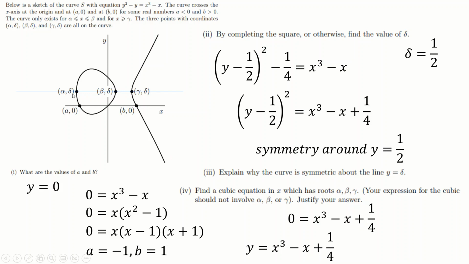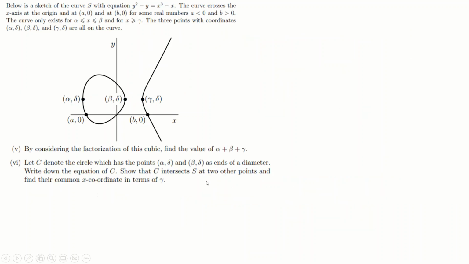But again, all you need to do is put in y as a half into this elliptic curve, and you'll end up looking for x values that correspond to them, which is alpha, beta, and gamma. So put in y as a half into here, and you get this. Okay, good. Next bit. By considering the factorization of the cubic, so this is the cubic here, find the value of alpha plus beta plus gamma.